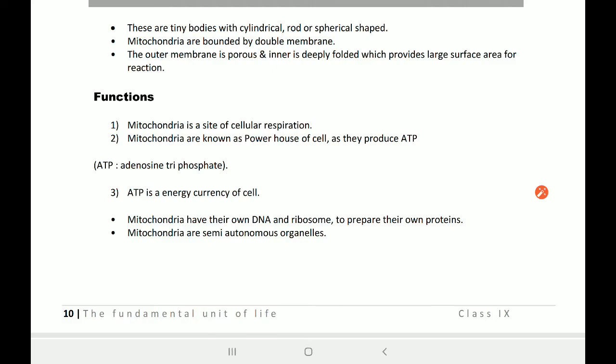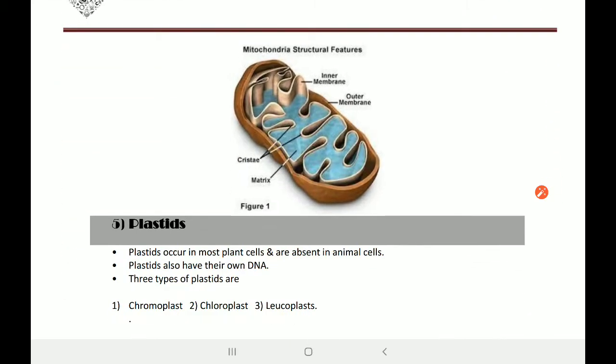Mitochondria are semi-autonomous organelles. That's what I said. It is working autonomously inside the cell. Okay. This is the mitochondria. Could you see that? Okay.